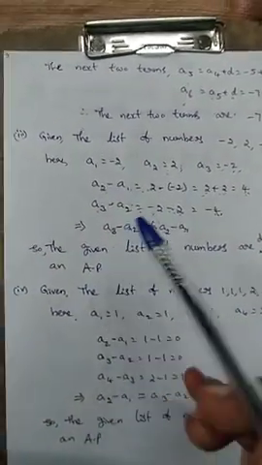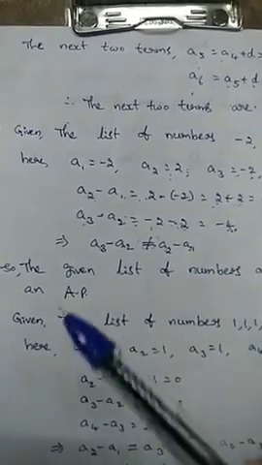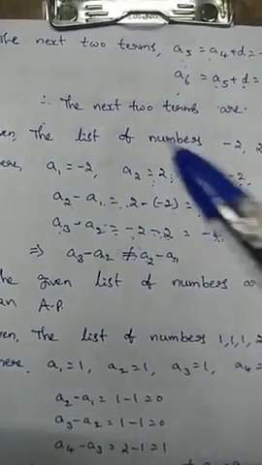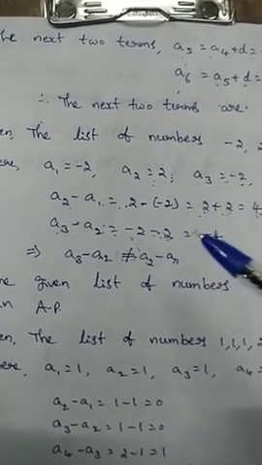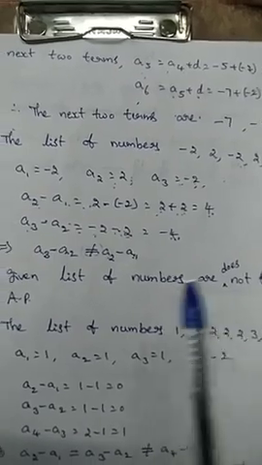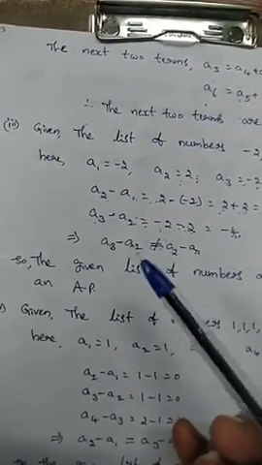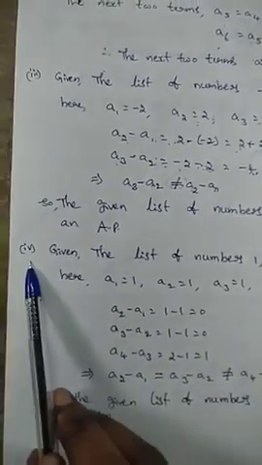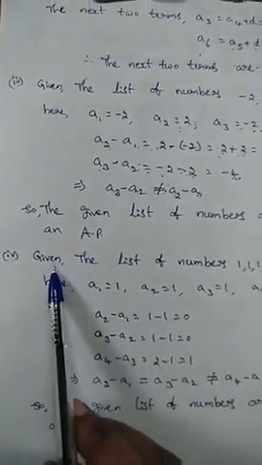If those are not in AP, then there is no need to find the next two more terms. The question already says, if those are in AP, find the next two terms. Here the list of numbers is not forming an AP, so there is no need to find the next two terms. Now coming to the fourth example.